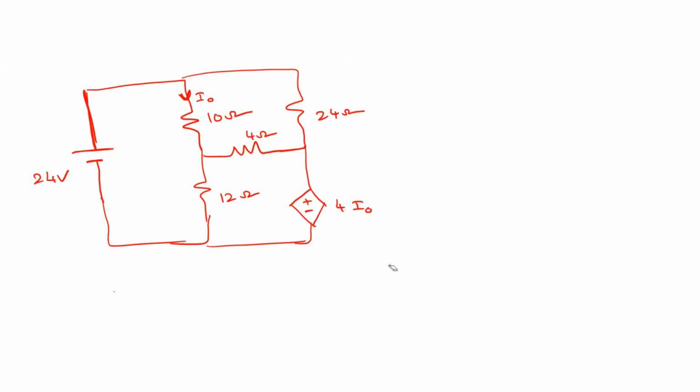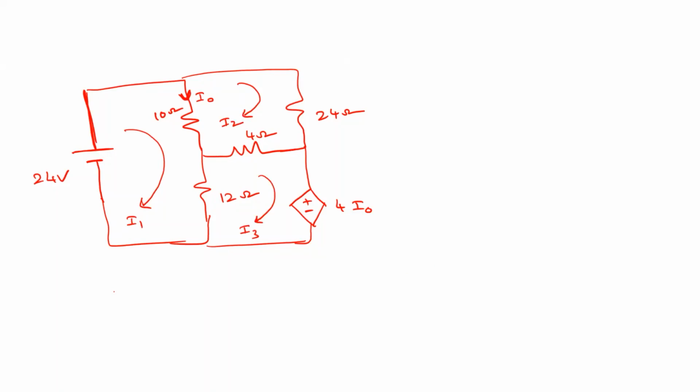So in this particular case, how do we solve the circuit using mesh analysis? The procedure is the same. How many meshes are there? 3 meshes. Let us say this is I1, this is I2, and this is I3.